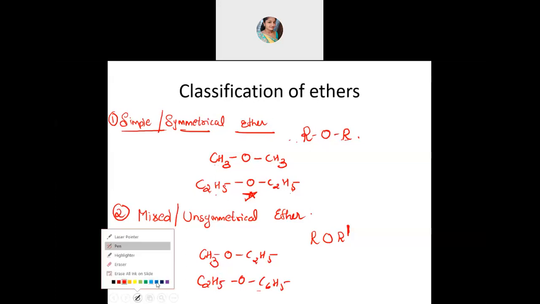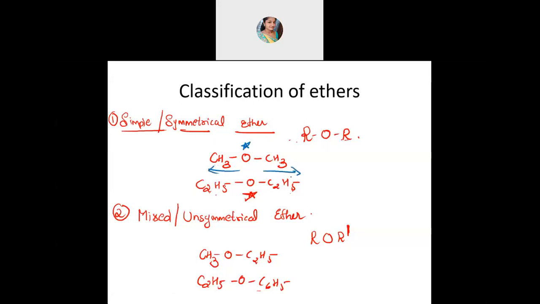Clear? The definition is clear? Classification is understood? Two are there. One is simple and the other one is mixed. Symmetrical means if you take oxygen, on either side of the oxygen, if there is a similar alkyl group present, or even an aryl group attached to the oxygen, if they are similar, then that is symmetrical. If you have different groups attached to the oxygen, then that is called mixed or unsymmetrical ether.